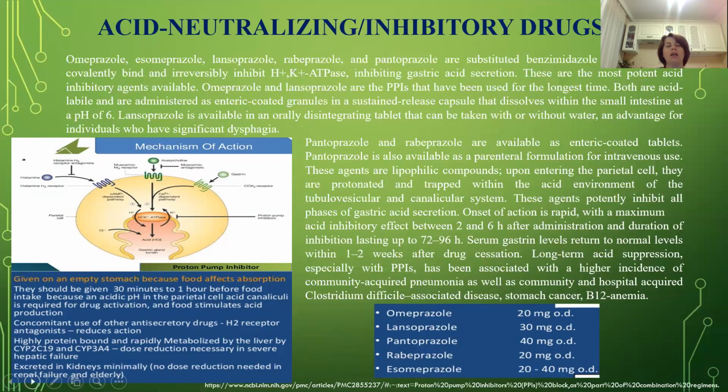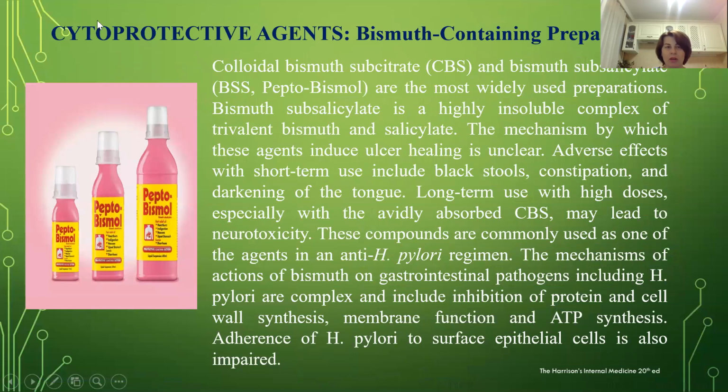If PPI treatment doesn't effectively decrease secretion in patient with peptic ulcer, another drug which can be used as cytoprotective and can decrease gastric acid content damage of the epithelial cells is bismuth containing preparation. Colloidal bismuth subcitrate and bismuth subsalicylate are the most widely used preparations. Bismuth is the highly insoluble complex of trivalent bismuth and salicylate.